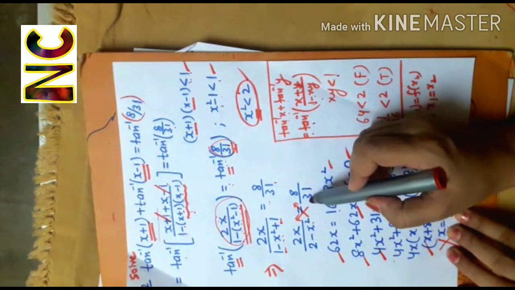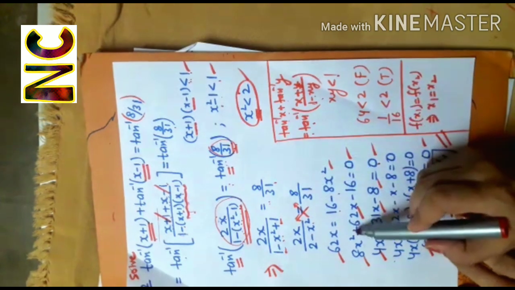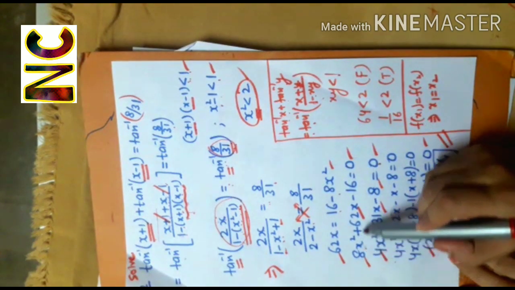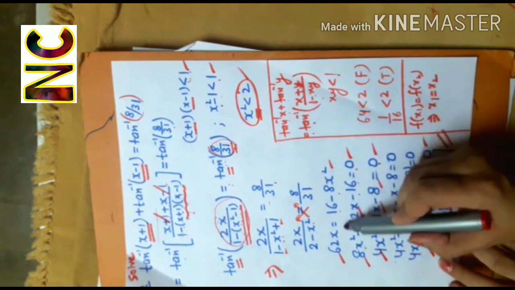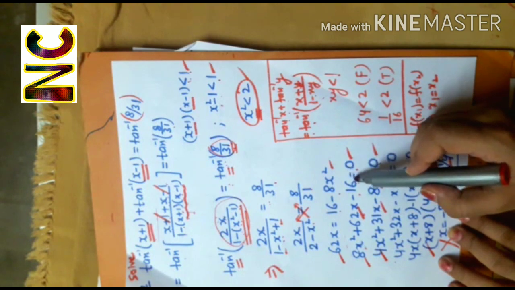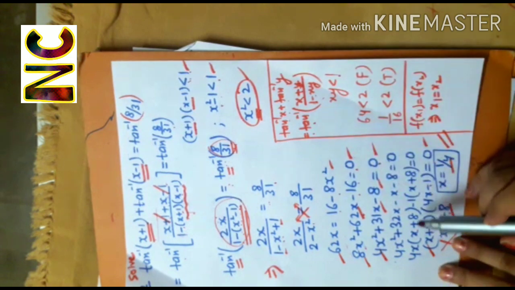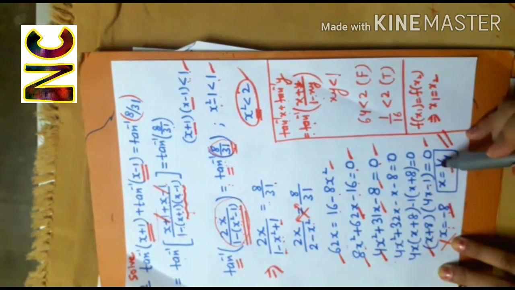On simplification, when you cross multiply, you will get the quadratic equation 8x square plus 62x minus 16 equal to 0. On solving this equation, you can use the quadratic formula or you can use the method of factorization. So the values of x will be minus 8 or x equal to 1 by 4.